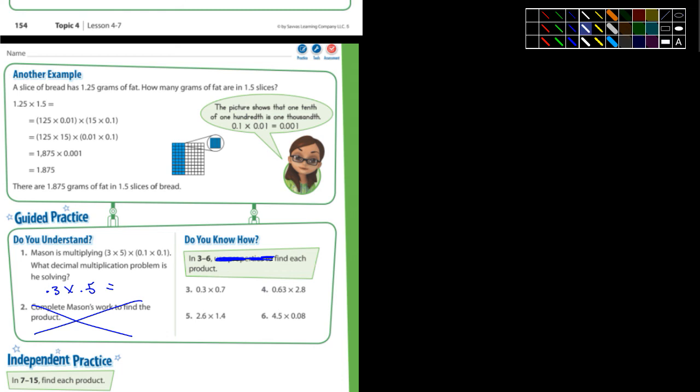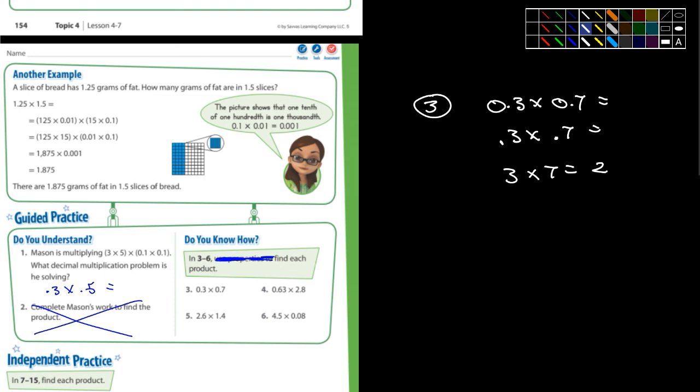Just find each product. In other words, solve it. Hopefully all of you know by now, I'm looking at number 3 here. So we have 0.3 times 0.7. Okay? And then, what's 3 times 7? How many decimal places have we moved the decimals over? 2. So where's the decimal? So the answer is 0.21.